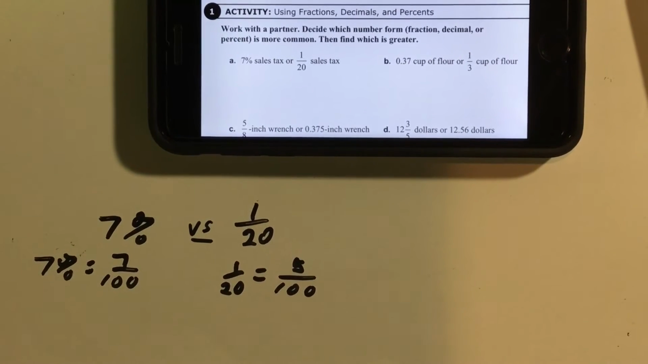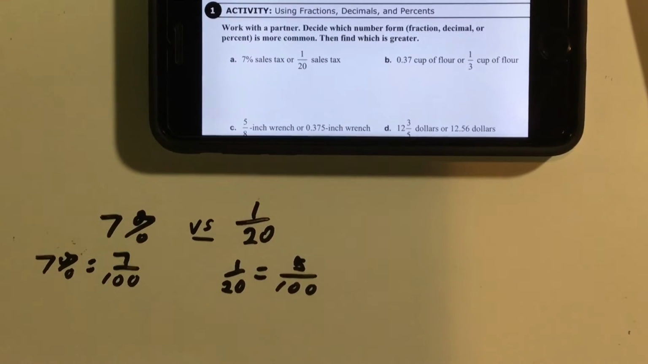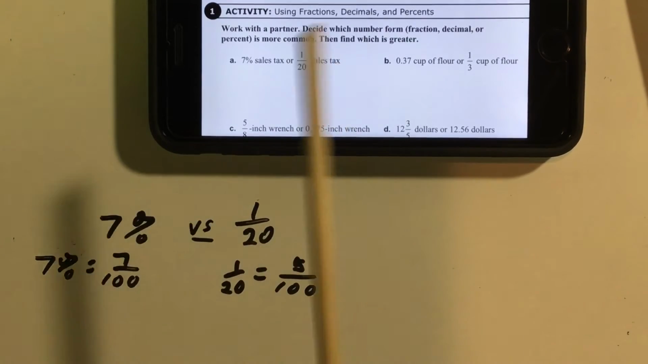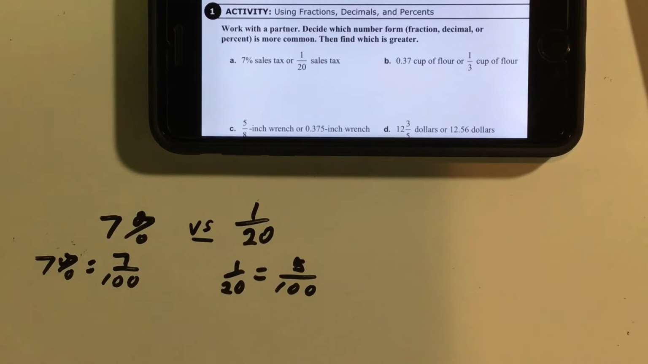All right, so today we're going to compare fractions and percents and decimals to percents and percents to decimals. And the first thing we have to do is decide which form we're going to use to compare them. So we have to choose between fractions, decimals, or percents. So I'm giving you an example here with the letter A, where I decided to turn my percents into fractions and compare them that way.